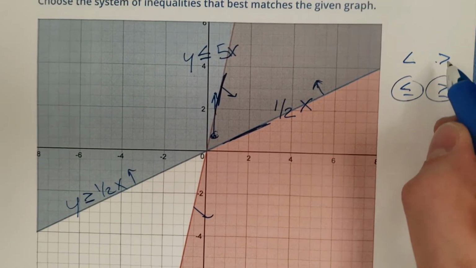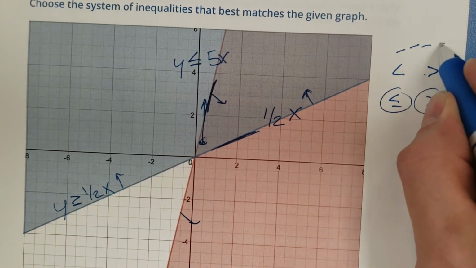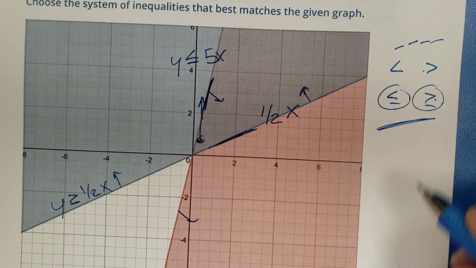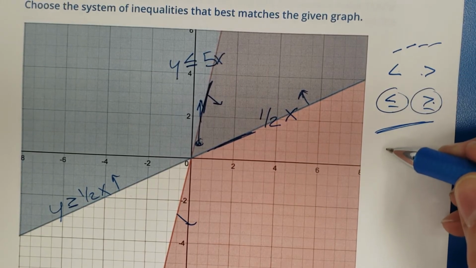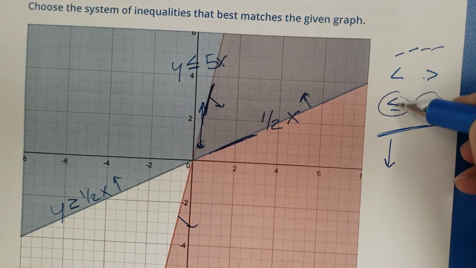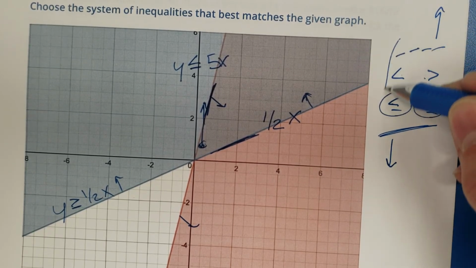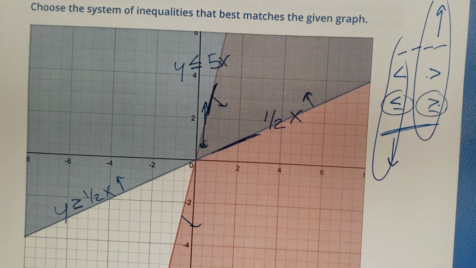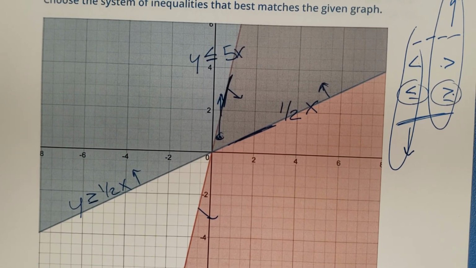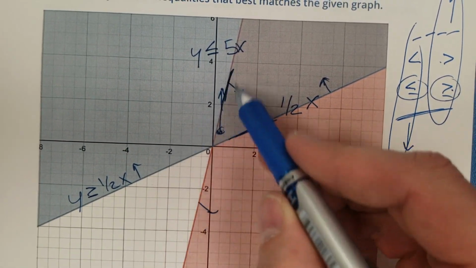Remember, these symbols graph dashed lines. These ones graph solid lines. Less than usually will graph the less than side of a boundary line, and the greater thans will usually graph the greater than side of a boundary line. So there you go. Greater than, above; less than, below.